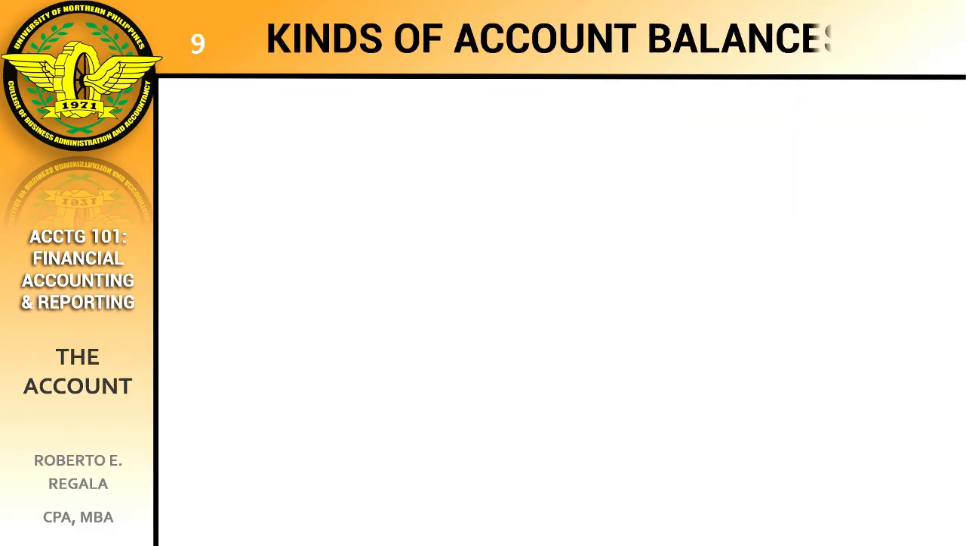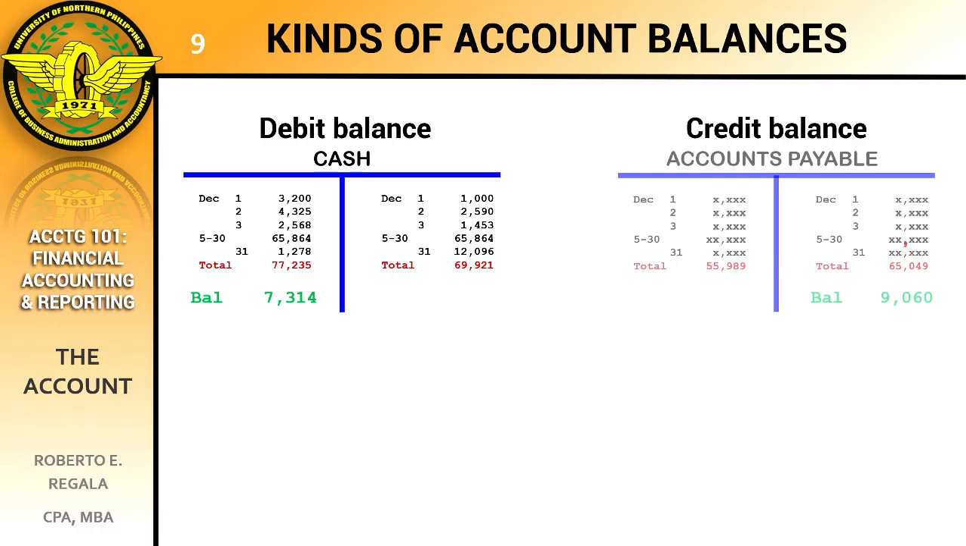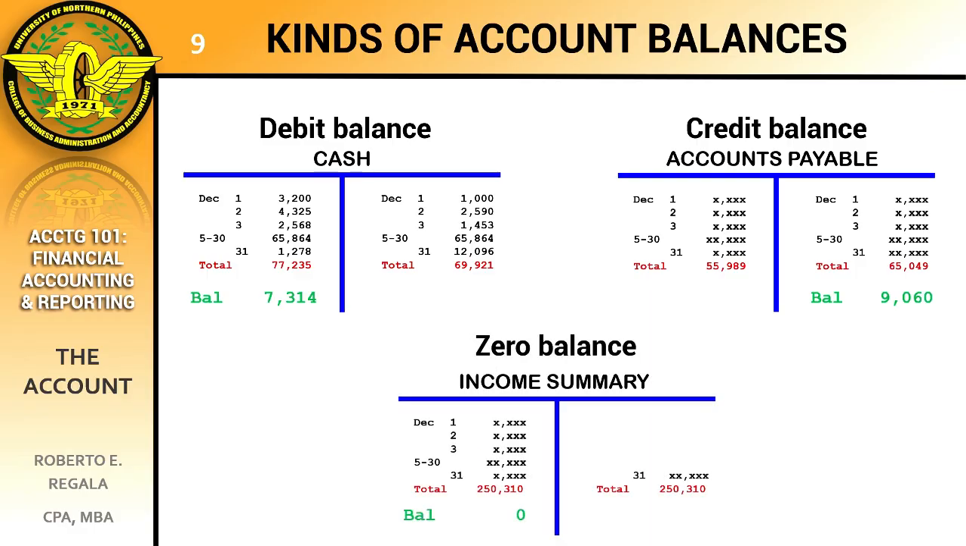Kinds of account balances. There are three kinds of account balances. A debit balance means you have more debits than credits, like having more money going out than coming in. A credit balance means you have more credits than debits, like having more money coming in than going out. And a zero balance means your debits and credits are exactly equal, like a perfectly balanced scale.